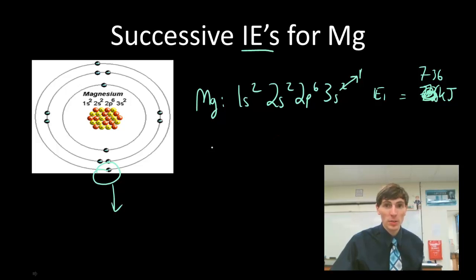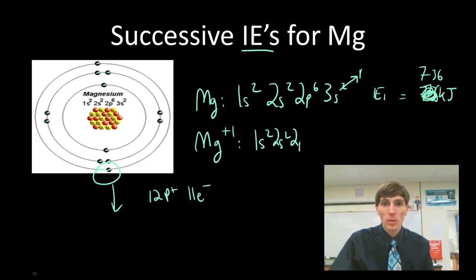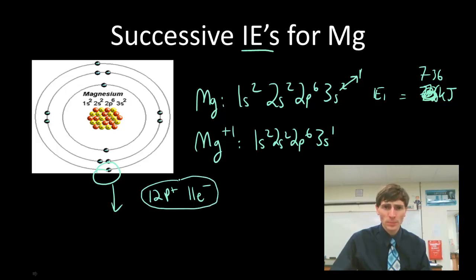So I'm going to remove an electron. Now we're left with an ion, magnesium plus 1. I've lost an electron. I still have 12 protons, but now I have 11 electrons, so now I have that positive charge. So 1s2, 2s2, 2p6, 3s1.